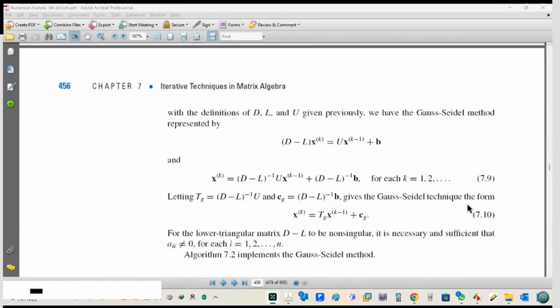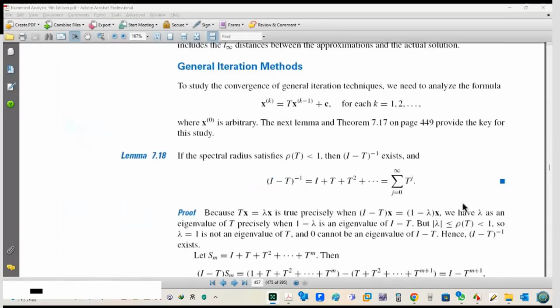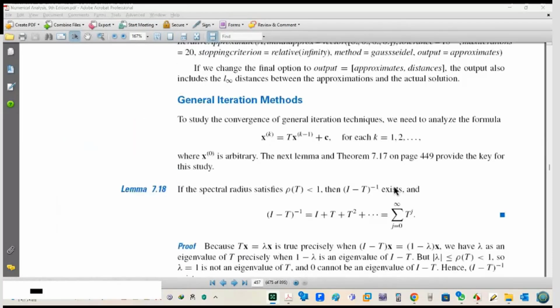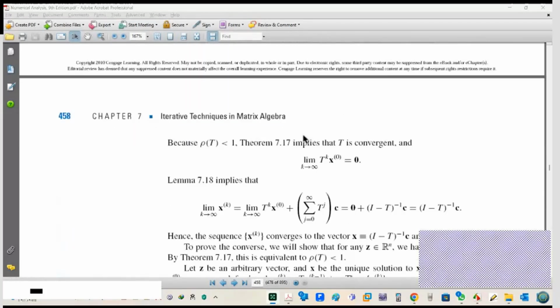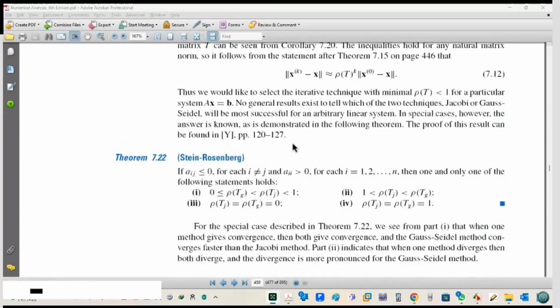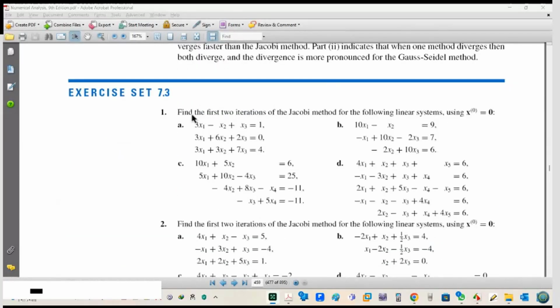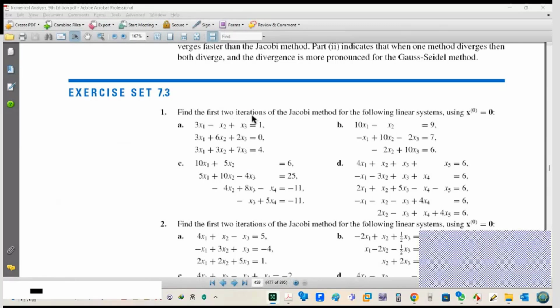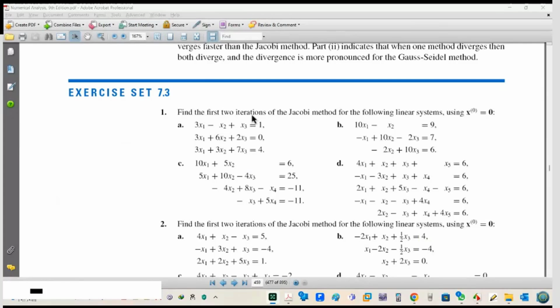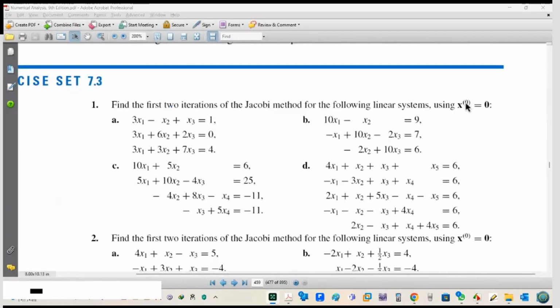Now, let's go to the end of your book and see the question about this one. Here, general iteration, we don't need this one. I just need Jacobi and Gauss-Seidel. Okay, I will go to the end of this book. Find the first two iterations. So this is an exam question. In previous years, I didn't give it, so this year I give this one. Find the first two iterations of the Jacobi method. And he gives the initial vector X0 equals 0, that means x1 is 0, x2 is 0, x3 is 0, x4 is 0.